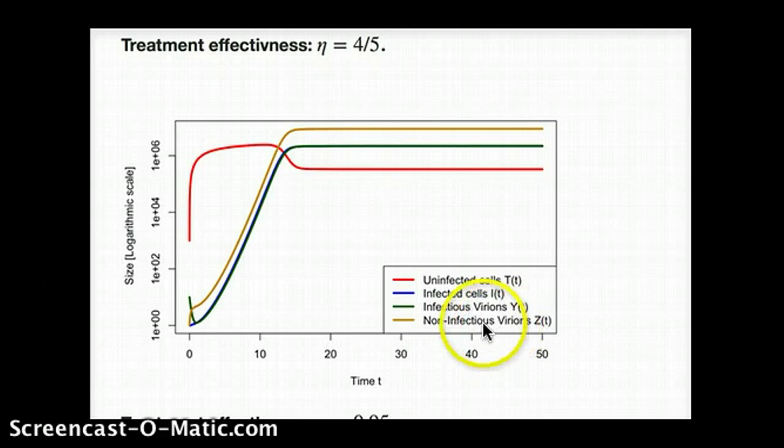So there are more particles of virus in this host circulating around. There are more particles of virus that are non-infectious. That's what you can see, the level here, the plateau is a larger number. More non-infectious virions than infectious virions. Okay, and as we increase this number, the effect will be more drastic.